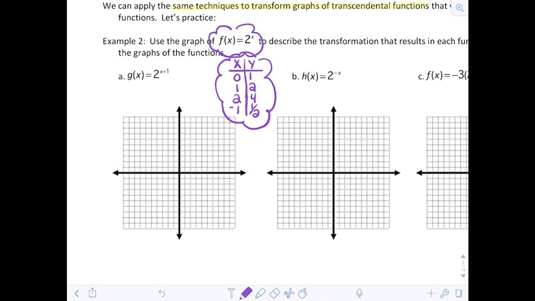So if I have g of x equaling 2 to the x plus 1, we're directly doing something to the x. That's going to be a horizontal shift. So this is going to move 1 unit to the left. It looks like it's going to be right because it's plus, but that's minus a negative, so we're going to move this 1 unit left. And that's all that this does.